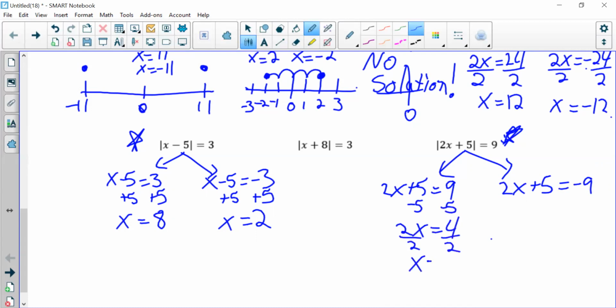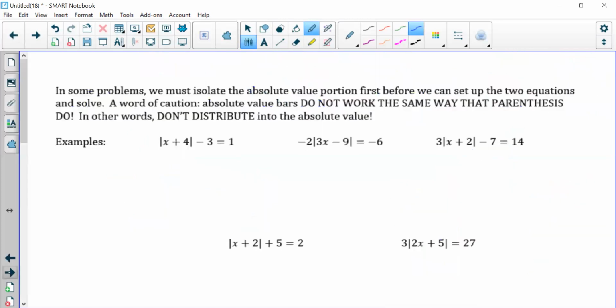So x equals 2. Let's go back to our other equation. Subtract 5 from both sides. So 2x equals negative 14. Once again, divide both sides by 2. So x equals negative 7. All right. So those are the basic ones.